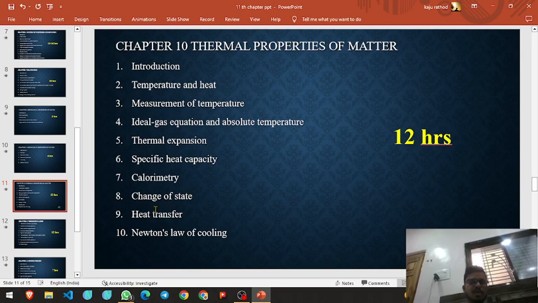We are going to study how heat is transferred from one object to another, and Newton's law of cooling, in this chapter. The estimated time for that is about 12 hours.